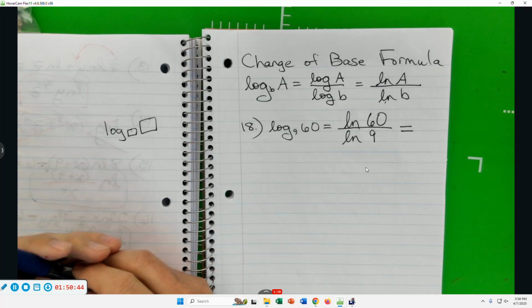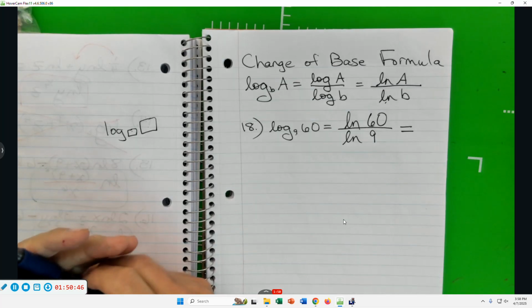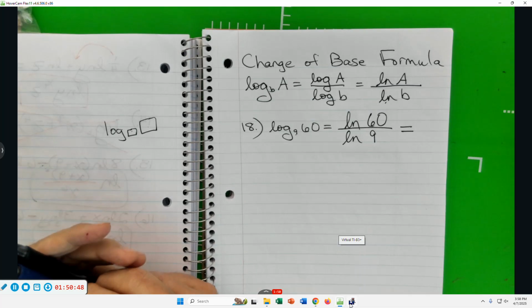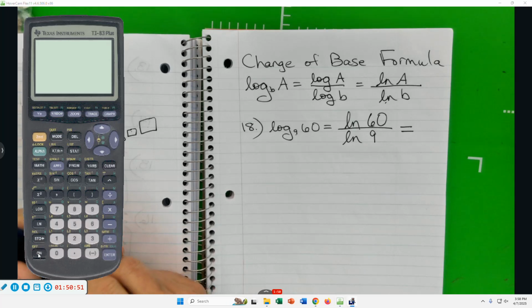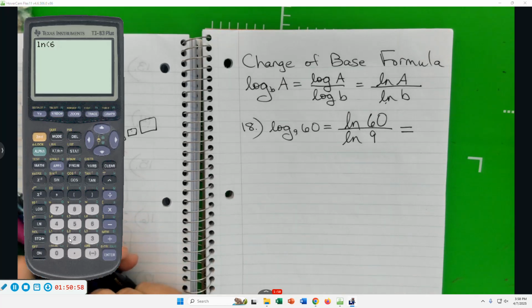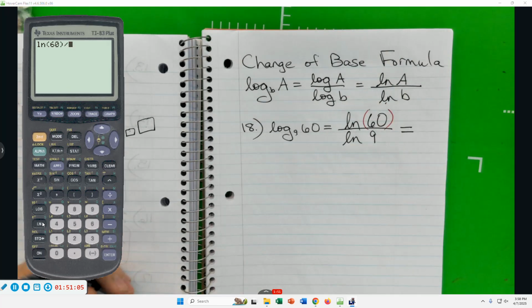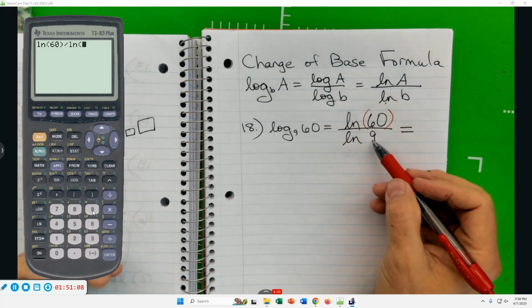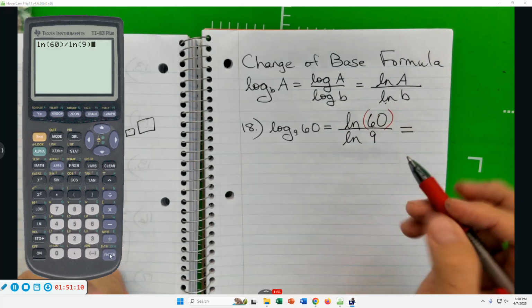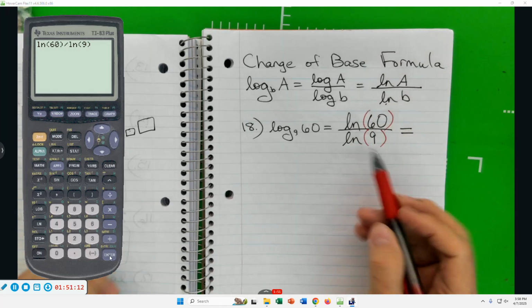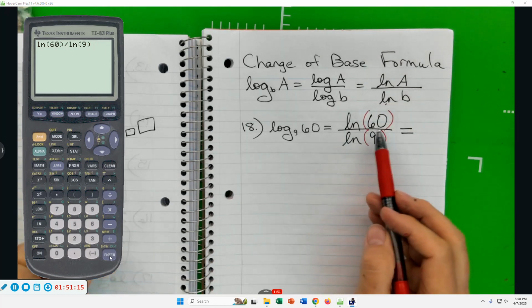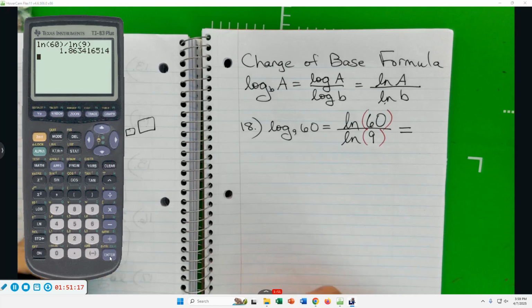Now, to punch this into your calculator, be careful. If your calculator is like mine and it opens parentheses, you've got to close them or it's going to be wrong. I'll go ln, open parentheses, type 60, and then close it. If I don't, it's going to give me the wrong answer. Divided by, then ln. Notice it opened a parentheses. Basically, here's what you're typing in: the 60's in parentheses, the 9's in parentheses.